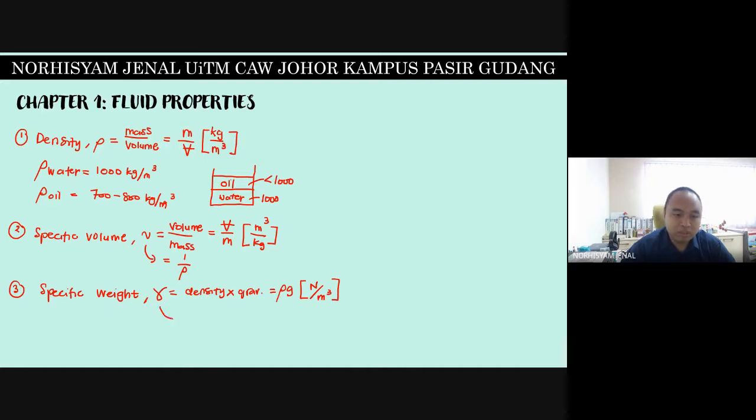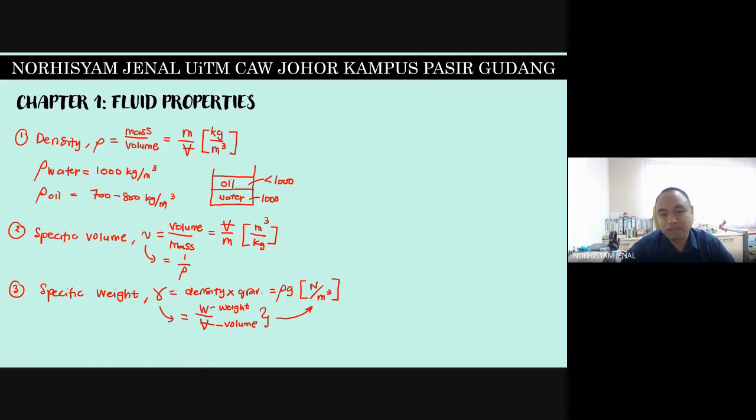Because there's a second way to find out specific weight. It is equal to weight divided by volume. This is weight divided by volume. So weight should be in Newton, volume should be in meter cube. So that's why the unit over here is Newton per meter cube. All right, the unit should be the same, rho g or W over V should be Newton per meter cube also.